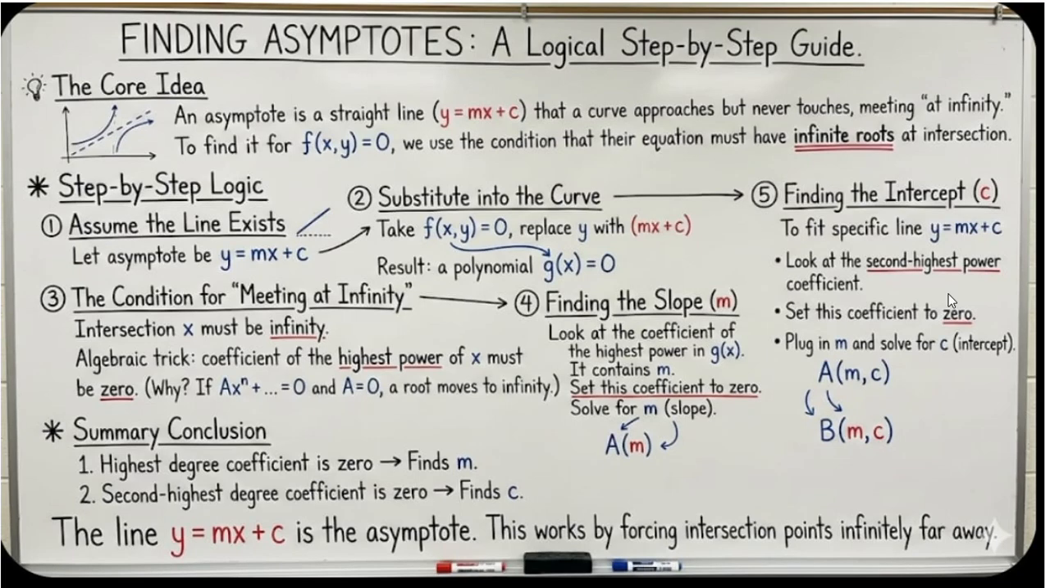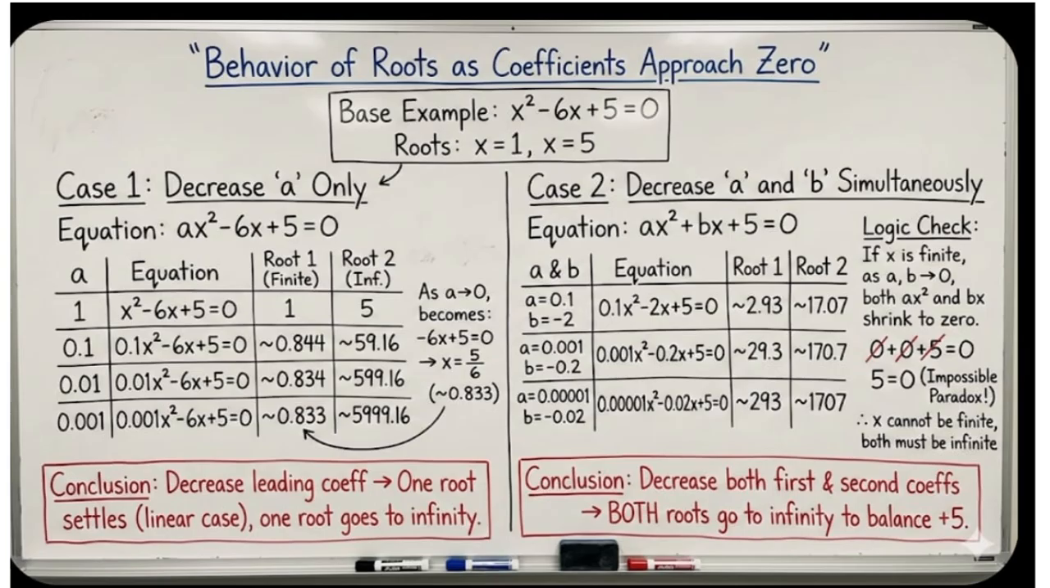Okay, let us start our discussion on finding the asymptotes. Before going to how to find an asymptote, we should know some basic things. What is the basic thing? The behavior of the roots as the coefficients approach zero. You should know these things.